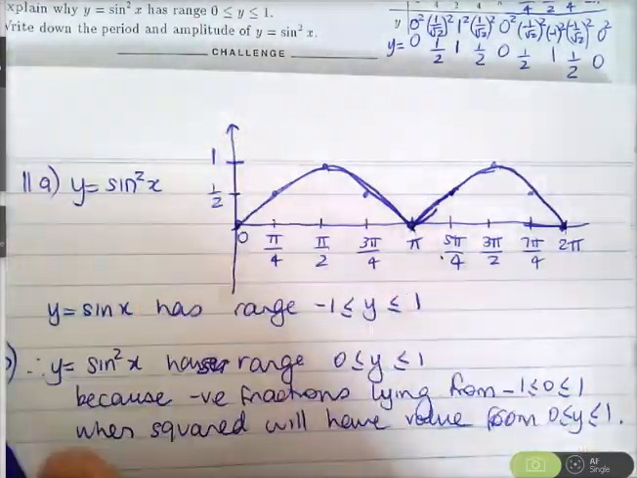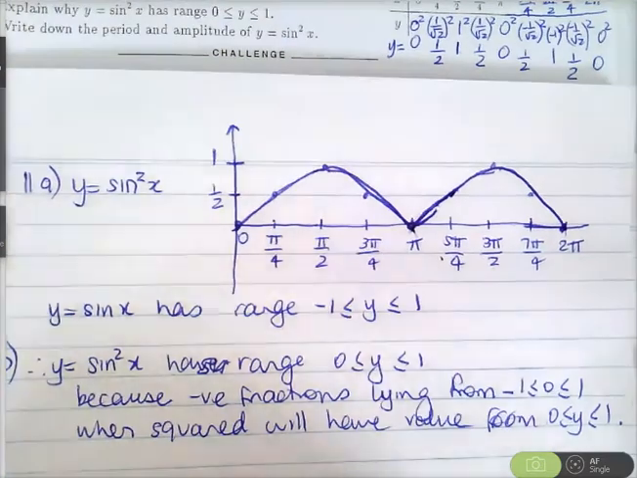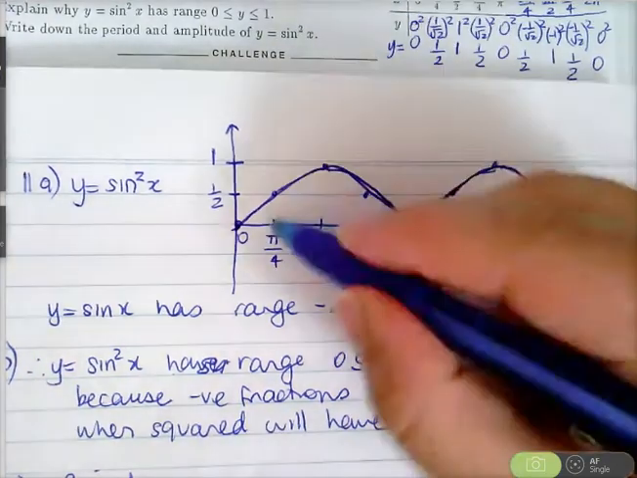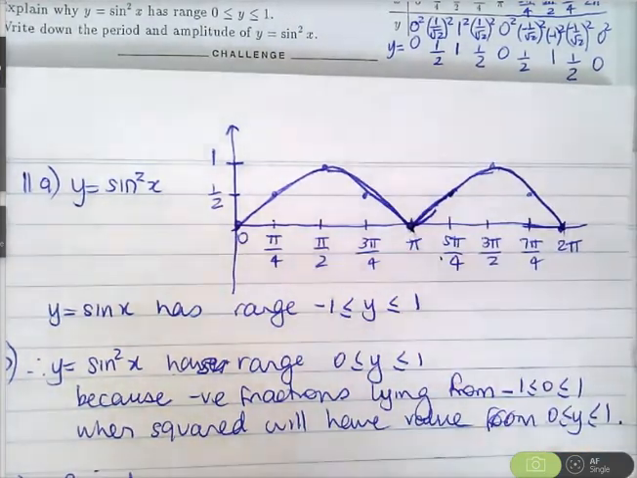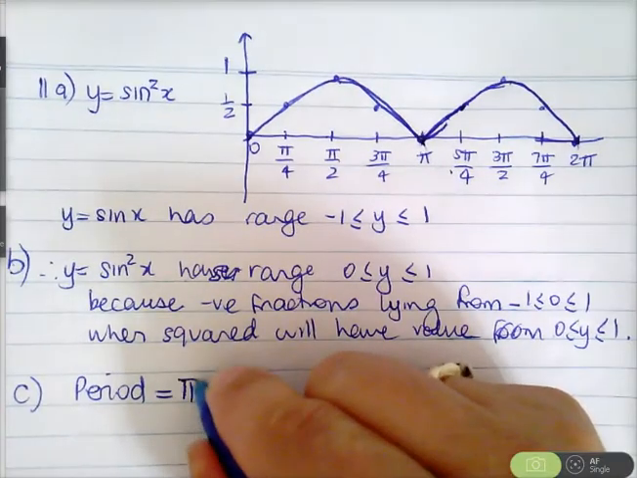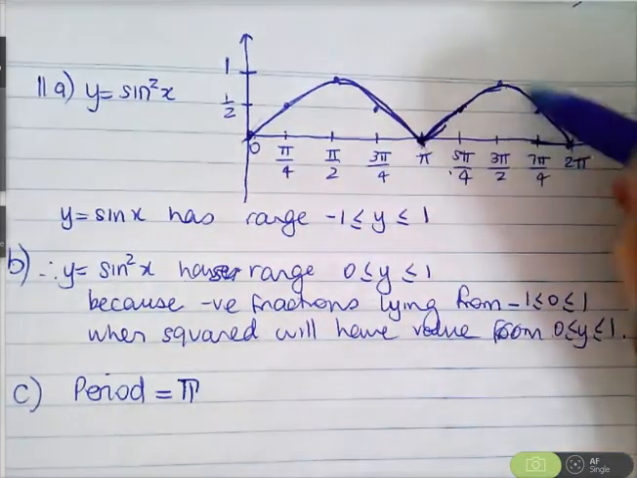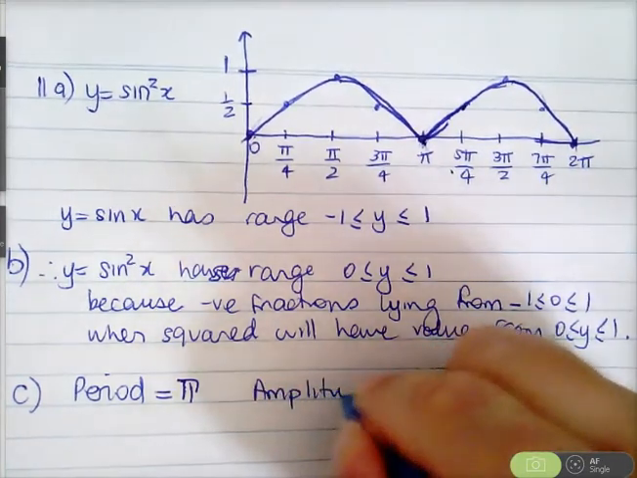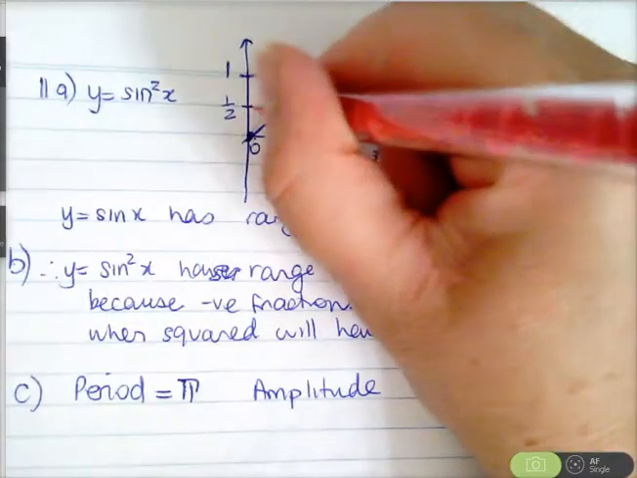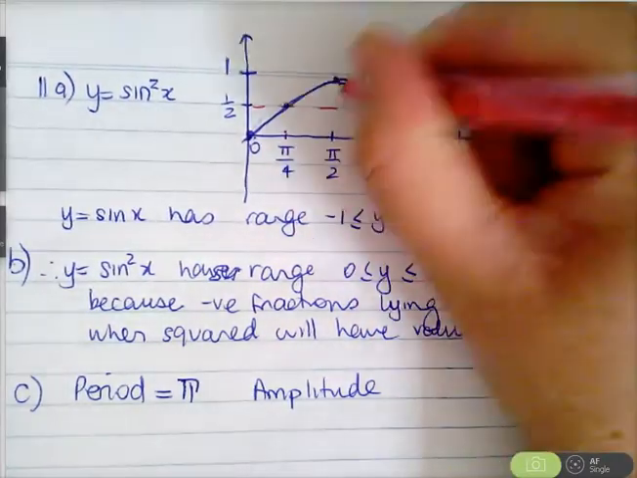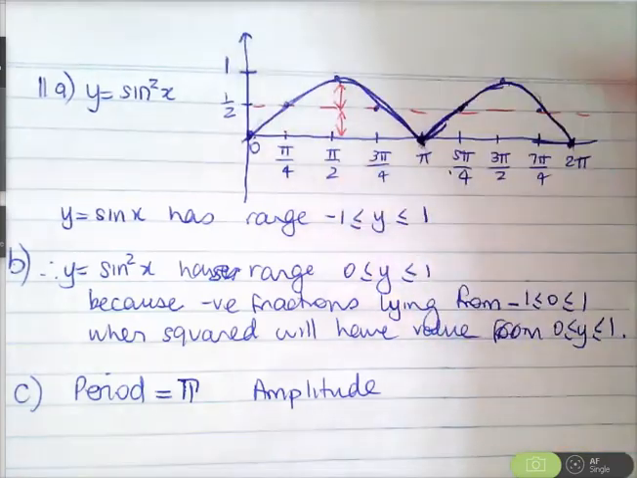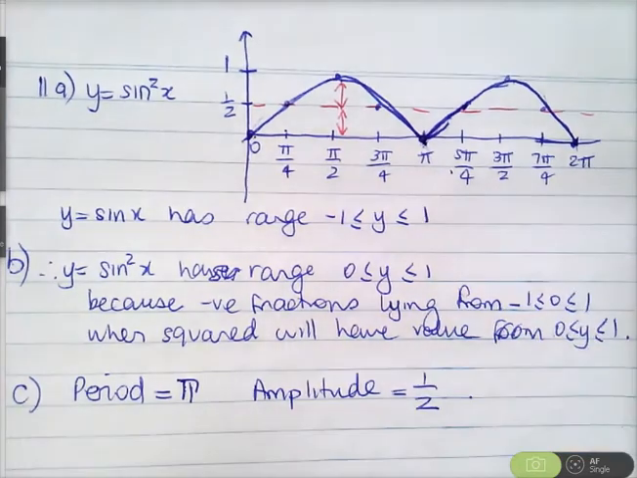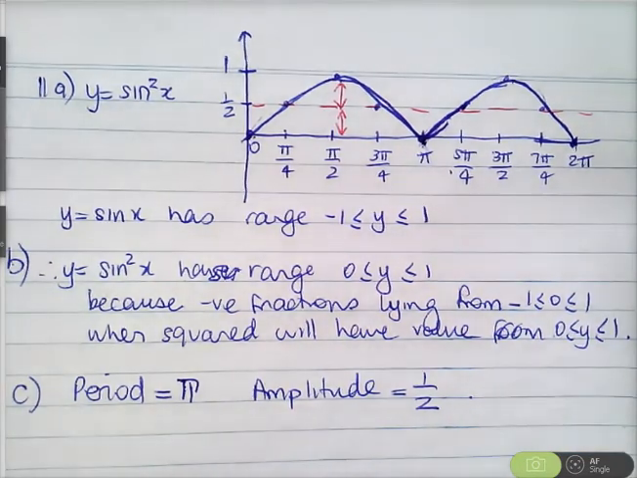And the period and the amplitude of y equals sine squared x. So the period is how long it takes for the curve to repeat. So the period is pi, because this does go down like that, and then we've got the same shape, so it doesn't curve back down. And the amplitude is not 1. It's the distance from the center of the curve up and down. So the amplitude is actually a half. And that's the end of question 11.